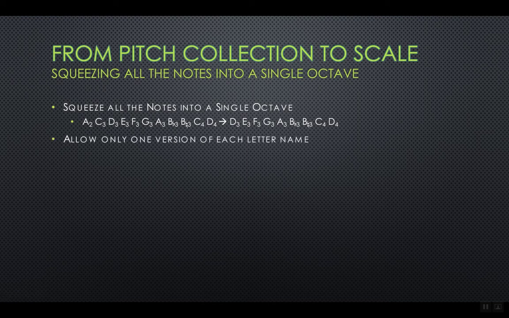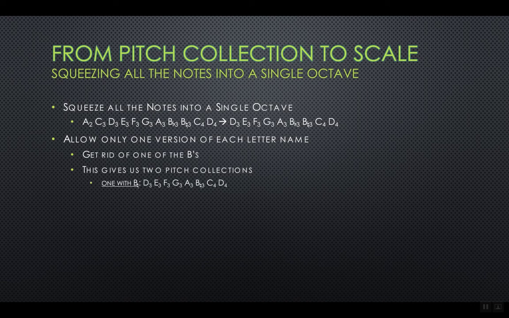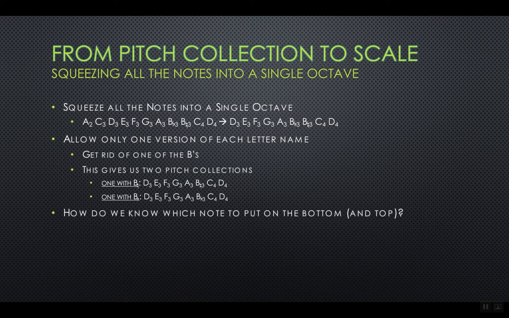Fancy D scale. But we're going to invoke this rule that you can only use one version of each letter name. So we have to get rid of one of those Bs. And this is just going to give us two different pitch collections. One that has B natural, and one that has B flat. Did I do that right? Here's the one with B natural, and B flat. So we'd call those two different pitch collections. We'd call them two different scales too, but we're kind of not yet thinking about these as scales, just as sets of pitches.